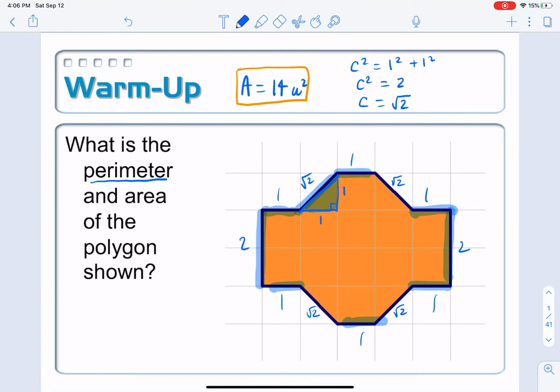I'm going to add up all the whole numbers first. So I've got here and here, that's a total of 4. I've got 3 on the top and 3 on the bottom. That's 6 for a total of 10.